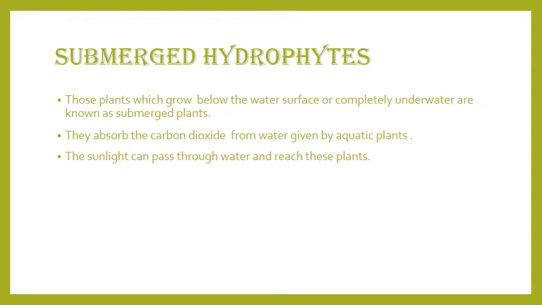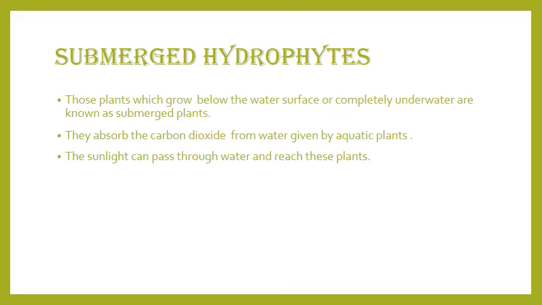Means submerged plants. So first, what is the meaning of submerged plants? Means the plants which grow completely underwater, the plants which grow on the lower surface of the sea or completely under the water. These plants are known as submerged hydrophytic or submerged plants.